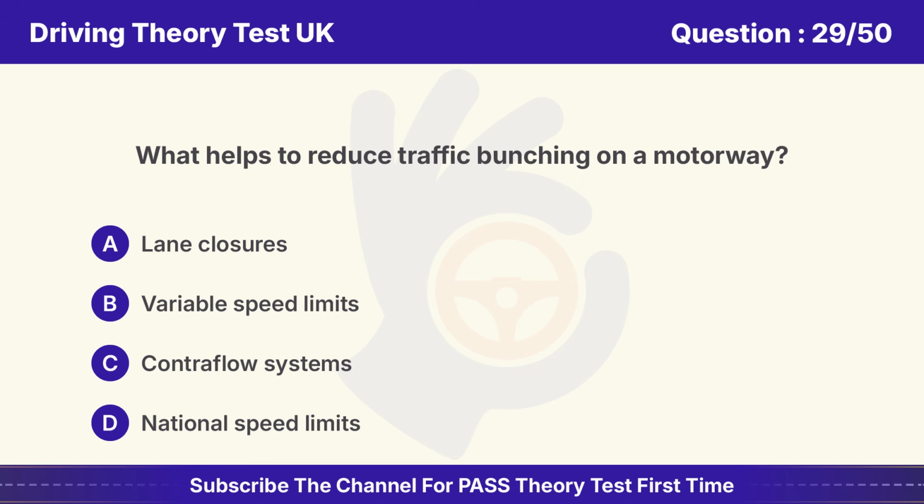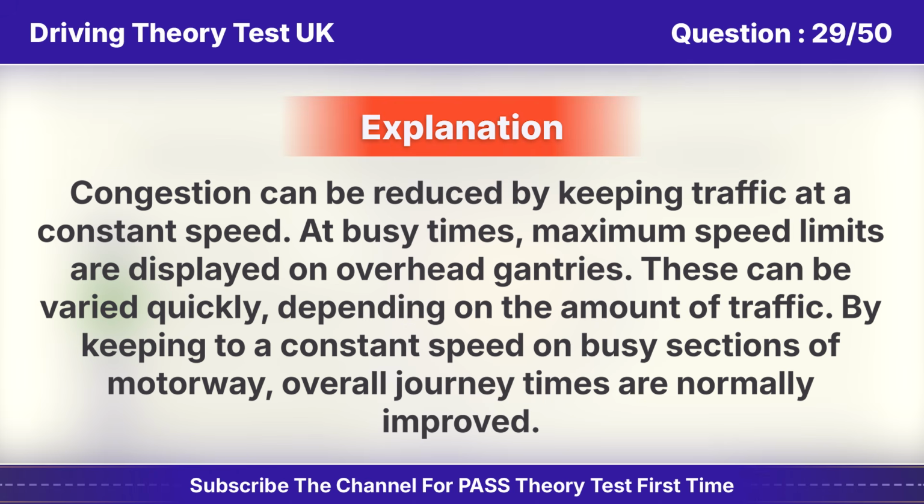Question 29. What helps to reduce traffic bunching on a motorway? Answer is B. Variable speed limits. Congestion can be reduced by keeping traffic at a constant speed. At busy times, maximum speed limits are displayed on overhead gantries. These can be varied quickly, depending on the amount of traffic. By keeping to a constant speed on busy sections of motorway, overall journey times are normally improved.